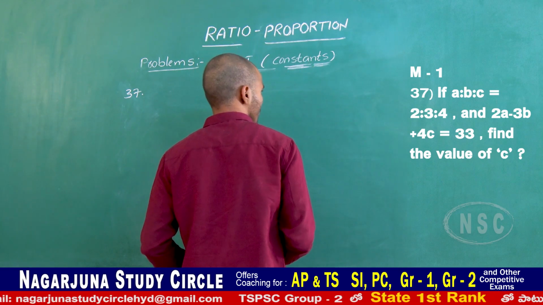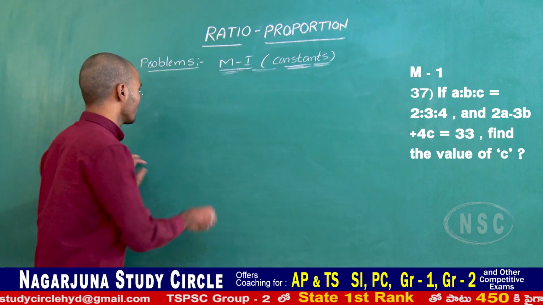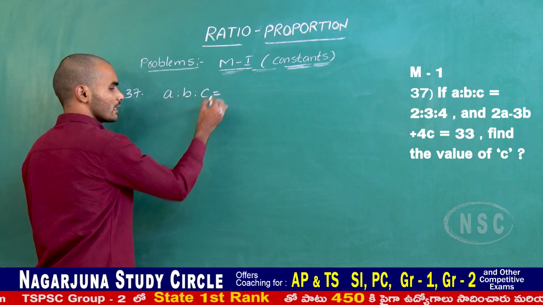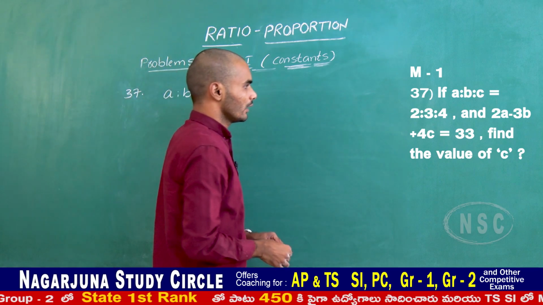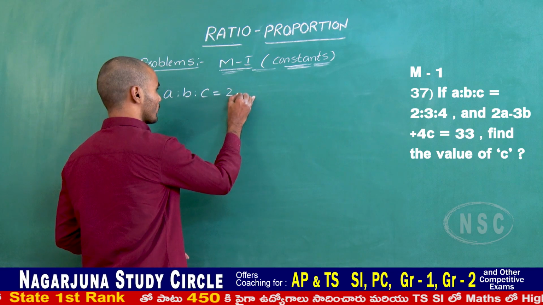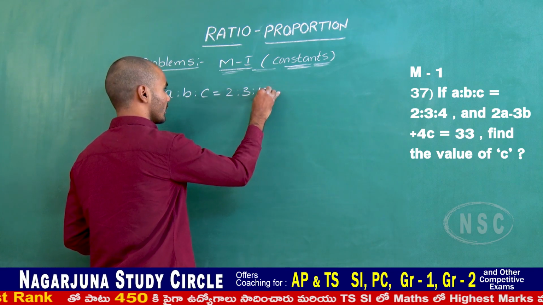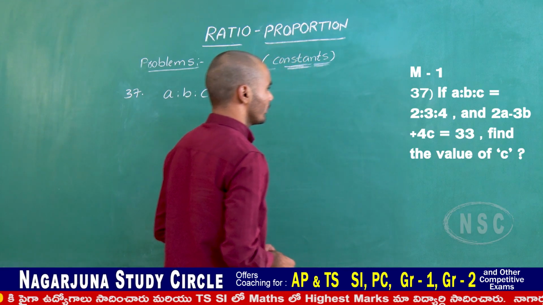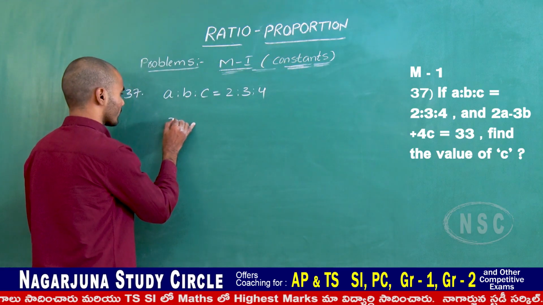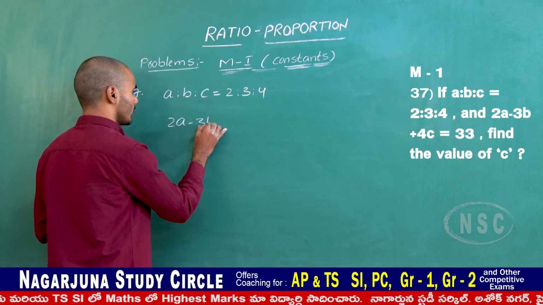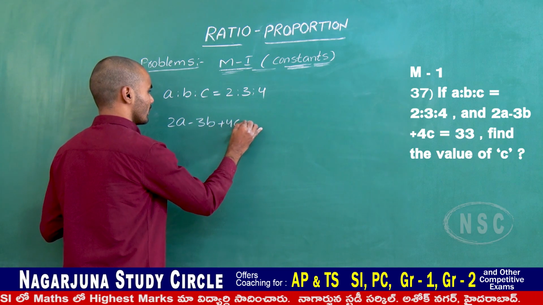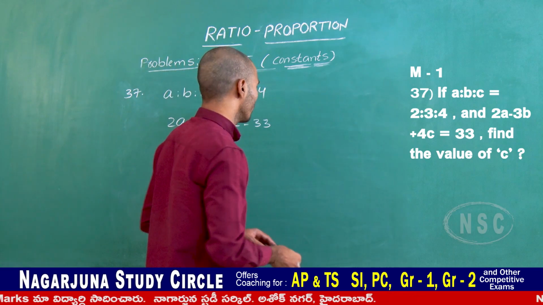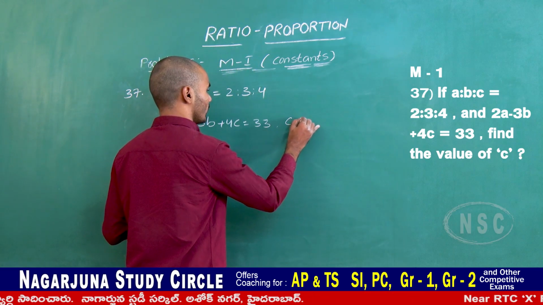Just look at the given question once. A is to B is to C equals 2 is to 3 is to 4, and 2A minus 3B plus 4C equals 33. Then find the value of C.